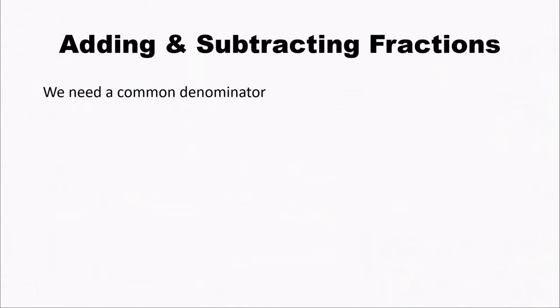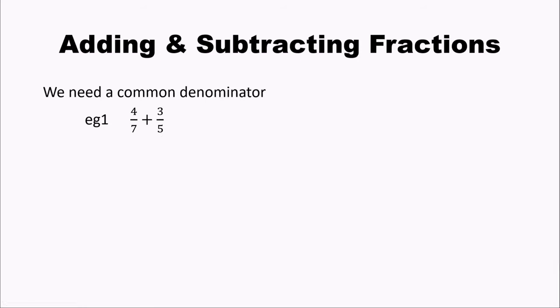You should already know that to add or subtract fractions, we first need a common denominator. For example, 4 over 7 and 3 over 5, here we do not have a common denominator. We've got the denominators 7 and 5. In order to do this addition, we first need to find the lowest common multiple of these two denominator values, a multiple of 7, which is also a multiple of 5.